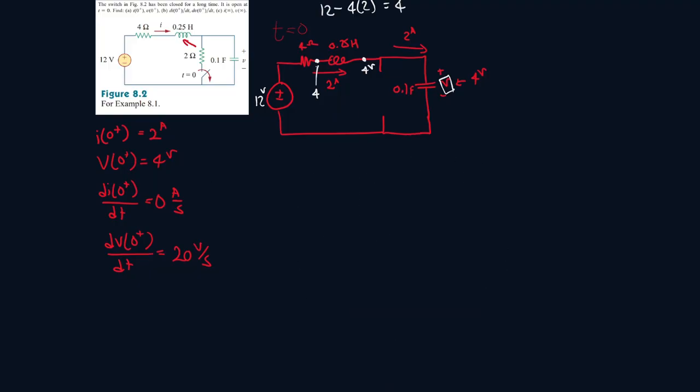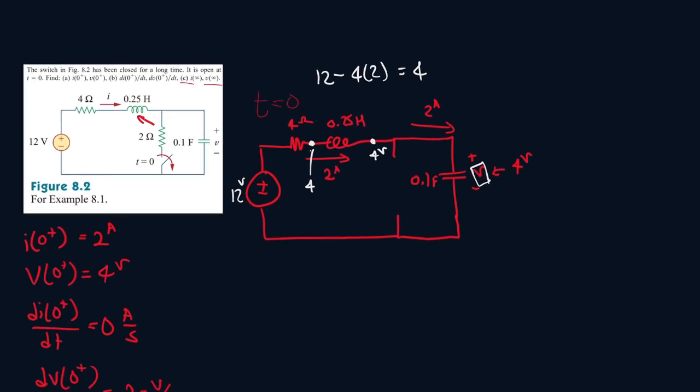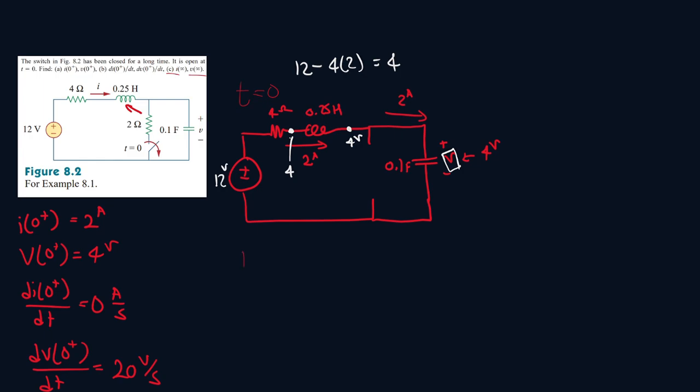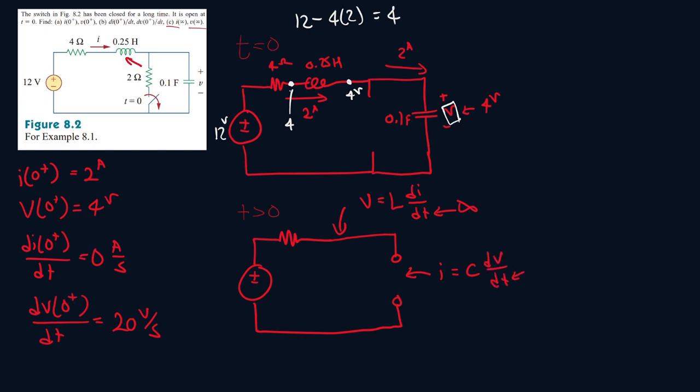Now the last part of the question, it wants us to find I when t goes to infinity and v when t goes to infinity. So the circuit for when t is greater than 0, it'll look something like this. Okay, same principle as last time. The inductor that was originally here, its voltage is equal to the inductance value times the change in current over the change in time. Time is going to infinity, and the current here is going to be capacitance times the change in voltage over the change in time, and time goes to infinity.